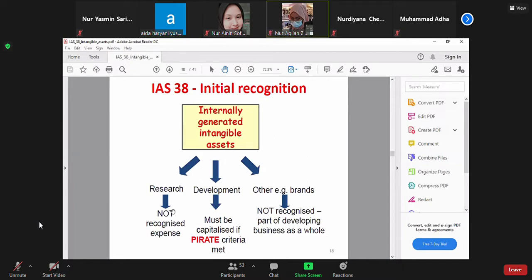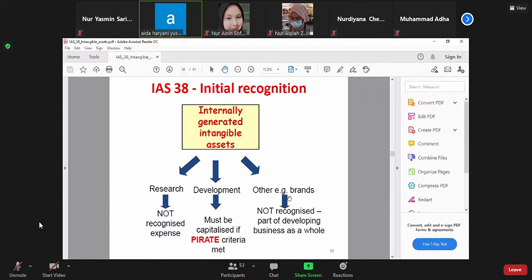Okay. Now, kalau research saja, it will not be recognized as intangible, but it will be recognized as expense. But for the development, dia mesti ada research and development. For the development, they must be capitalized. Okay, maksudnya dia akan jadi IAS 38 when they combine these two. But ada syarat dia when the criteria met.